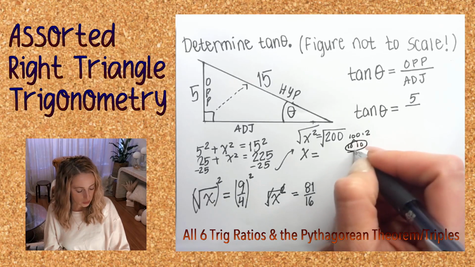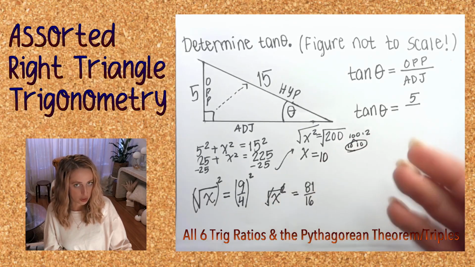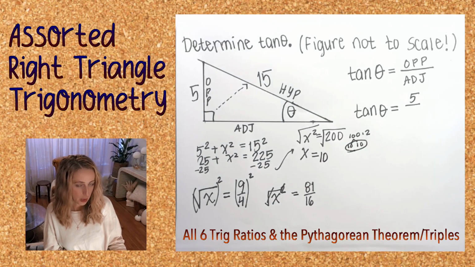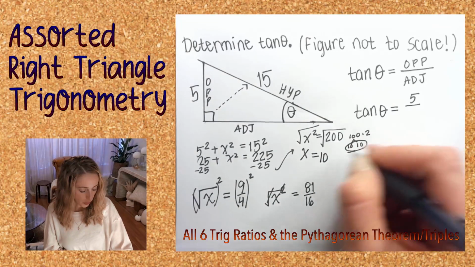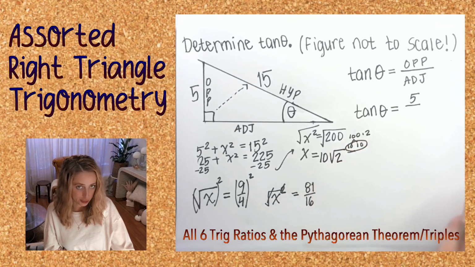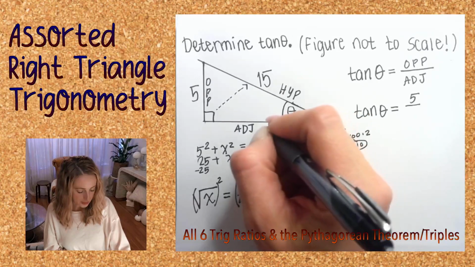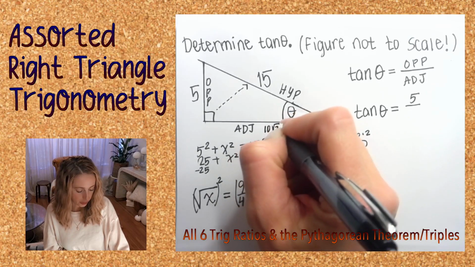Takes a pair to make a square, so that 10 comes out because you took the square root of that 100 and you got 10. And you're left with radical 2 because there's no perfect square in that. So that is this side right here, 10 radical 2.